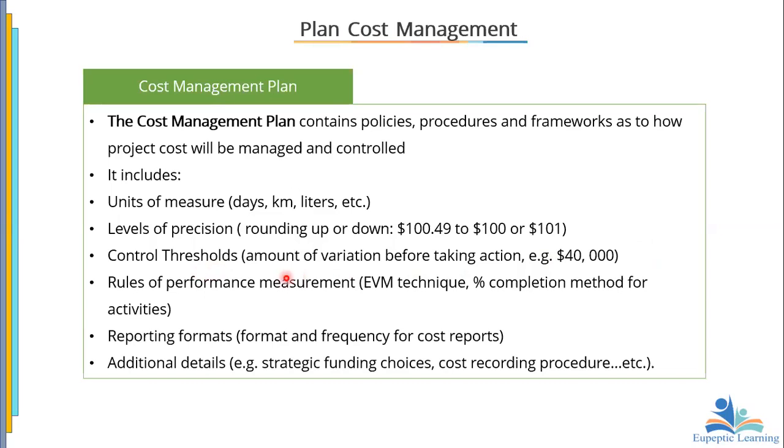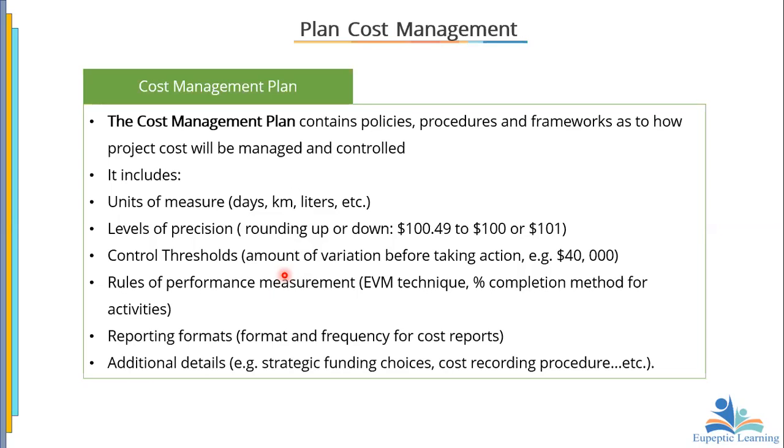Then control thresholds. What amount of variation should we take action? We know very well that we cannot say we are spending exactly as the budget says. So we can leave some room that if we see that the variance in the cost has reached this particular level, we have to take action. Okay, so while we are doing the monitoring and evaluation, if we see that the variance is $40,000, for example, then quickly we must take action to do the corrective action, as we usually call it. Okay, so those are the control thresholds.